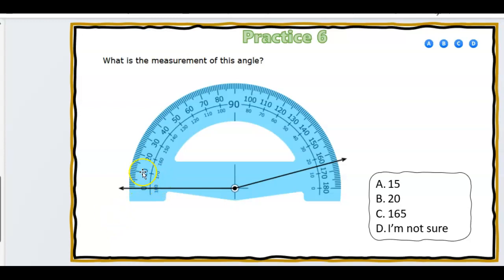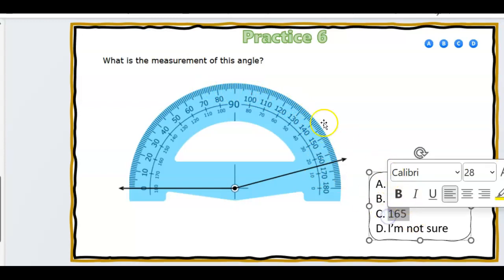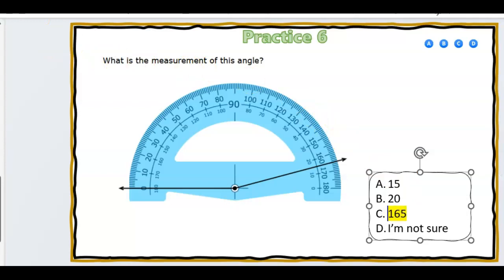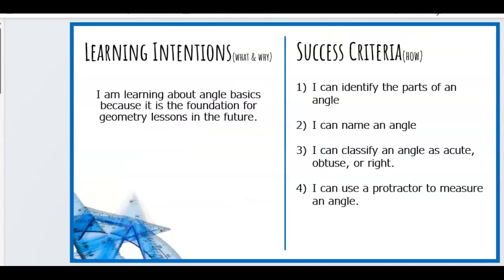Right, so if I start at 0 and work my way up, it looks like it is about 165. So 165 degrees. All right, and so again, if I flip back up to our success criteria, we want to be able to identify the parts of an angle, to name an angle, classify in those 3 ways, acute, obtuse, or right, and use a protractor to measure.